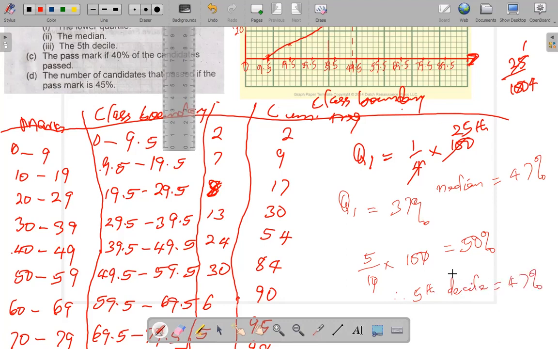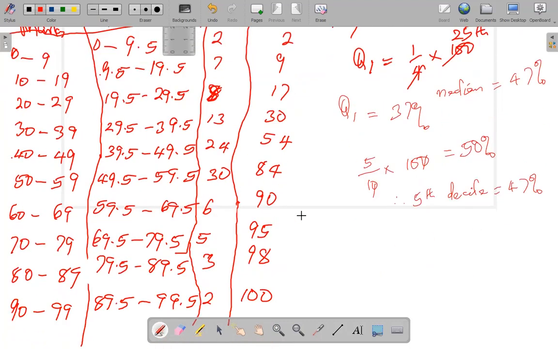47%. And finally, next question is the pass mark. That's the final question, question C. It said the pass mark is 40%. The pass mark, rather, if 40% of the candidates pass, that means we'll look for 40% of the distribution.